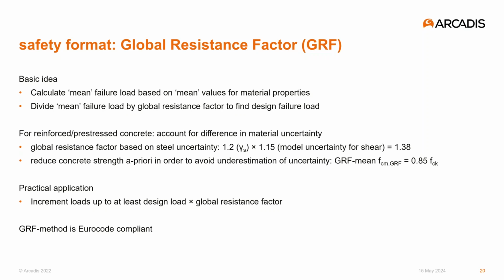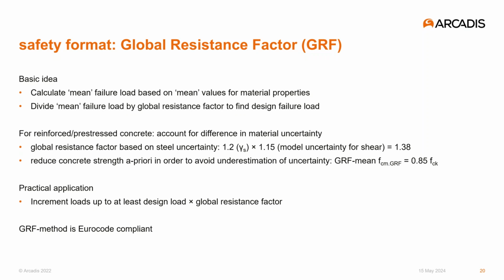In this method, the nonlinear analysis is performed with mean values for the material properties, and this results in the end in the mean value of the resistance of the failure load. The uncertainty with respect to material properties and to modeling is expressed as a global resistance factor, and this factor is used to translate the mean failure load into the design strength. This global resistance factor depends on the material uncertainty and on the model uncertainty.